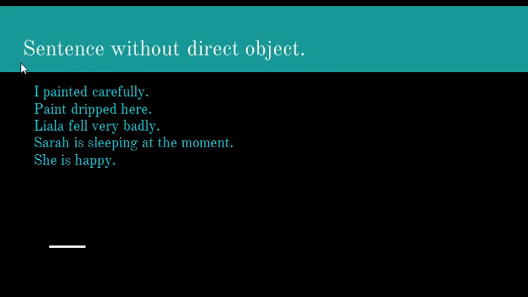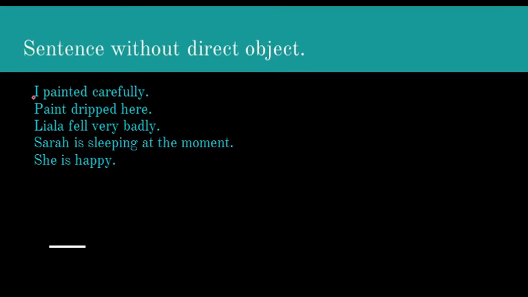As I have mentioned before, a direct object only answers what or whom after the verb. It does not tell you how, when or where. I have written some examples here. No direct object appears in these sentences. Let's see together. I painted carefully.